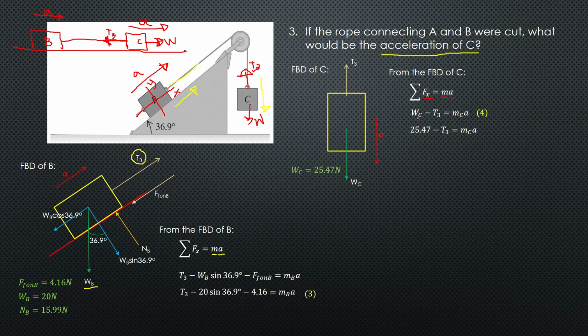So positive weight minus T3 will be equal to the mass of the crate multiplied by acceleration. The weight of the crate is 25.47, minus tension 3, which is not yet given, equals mass of the crate times acceleration. So this serves as equation 4.